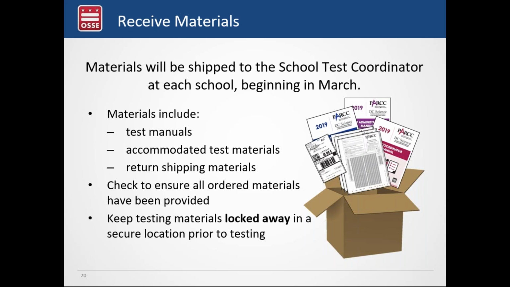Return shipping materials are something that you'll want to keep track of, because you'll need those to send back a lot of the information that you receive, particularly the accommodated testing materials. Now, the manuals are printed publicly, they're posted online. Return shipping materials are just labels from UPS and things like that.